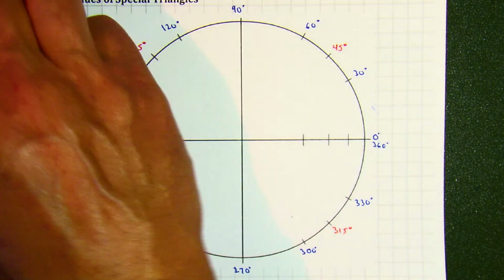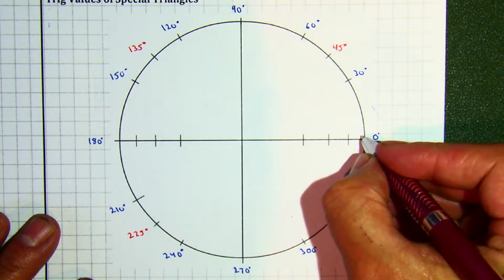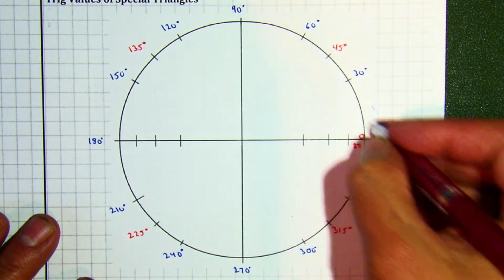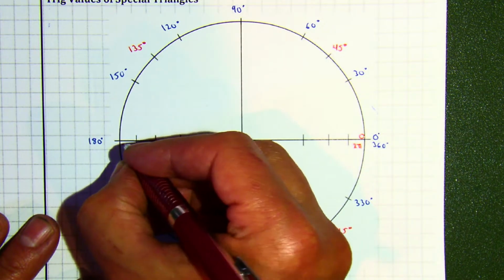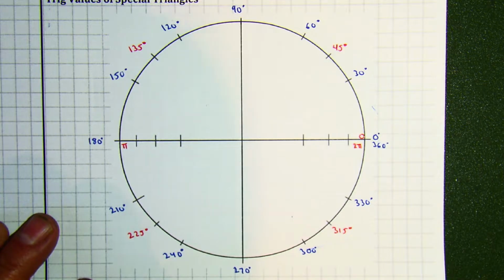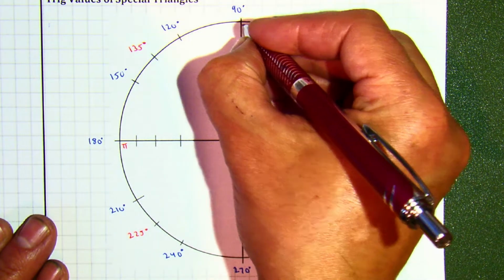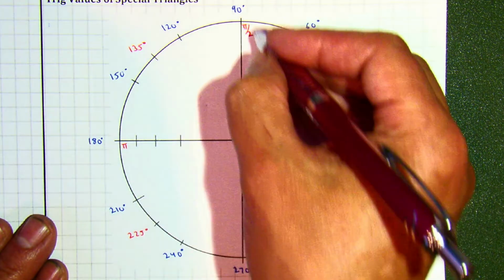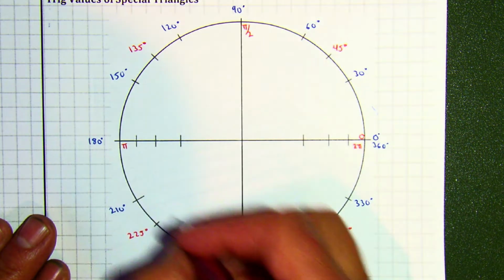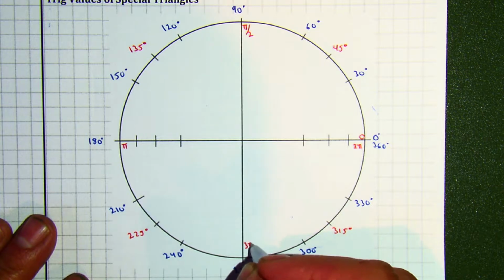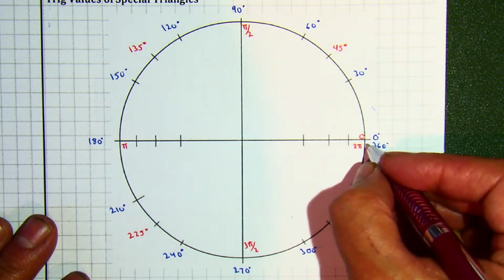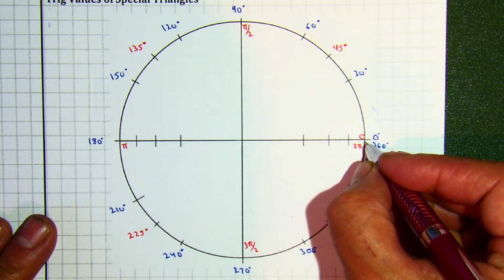Now, radians. This is 0 radians. All the way around is 2 pi. Halfway mark is pi. We know the halfway mark, pi divided by 2, is pi over 2. That's 1 half, 2 halves. This is 3 pi over 2. And this is 4 halves, which is 2 pi.